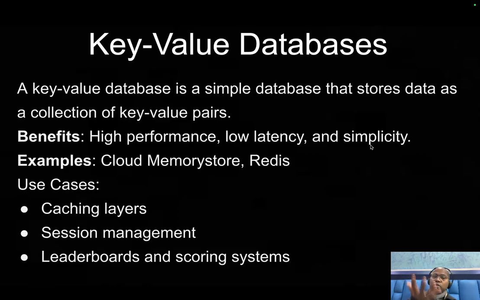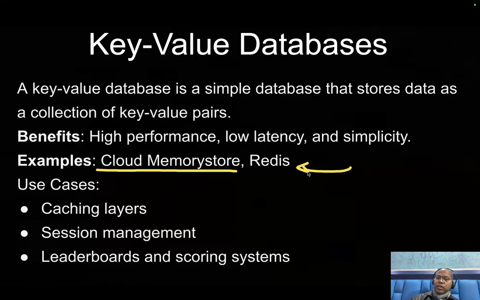These data are stored in the format of a particular key, and you want to get the value. For those, in Google Cloud the database service is Cloud Memorystore, which is backed by Redis. You can say just Redis or Memcached. These are key-value databases.